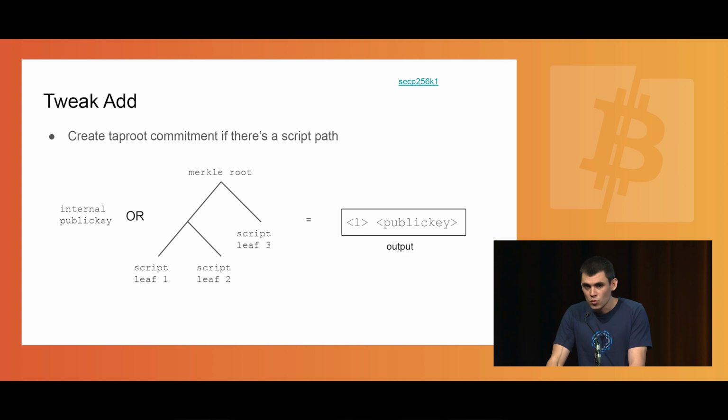If you want to use more interesting policies with BIP Taproot, another thing that you have to support is this pay-to-contract construction, or tweak add as it's called in libsecp. So again, what this does is it takes your internal public key and it takes a Merkle root and it computes this Taproot output key.